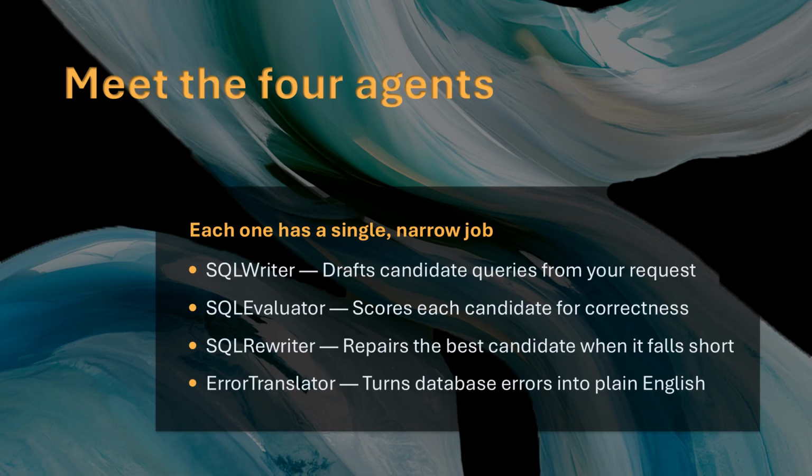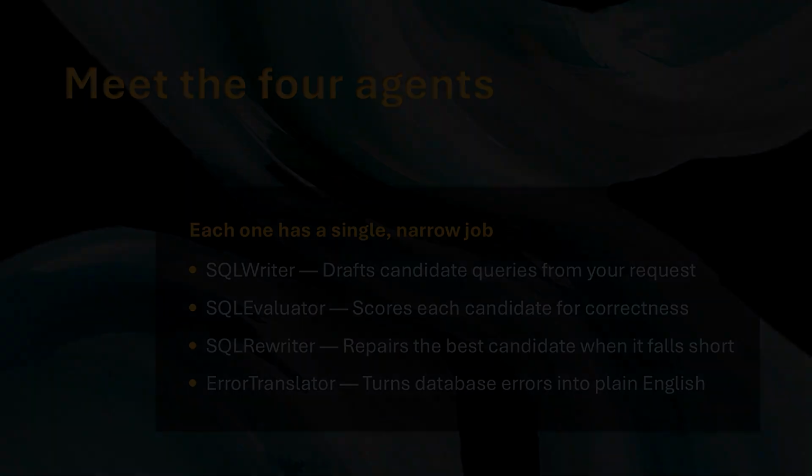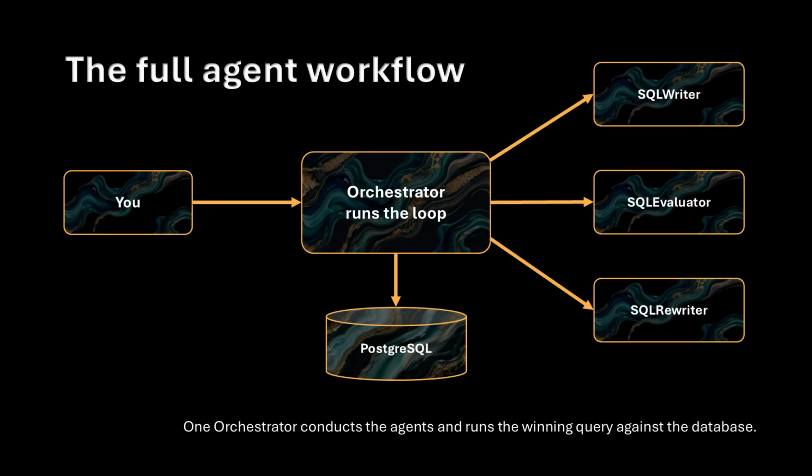The supporting cast matters too. The error translator agent turns technical errors into plain English, and many other functions run throughout the workflow, each stepping in where it is needed to get the job done. Each one is simple on its own. The power is in how they work together. This is the full workflow.